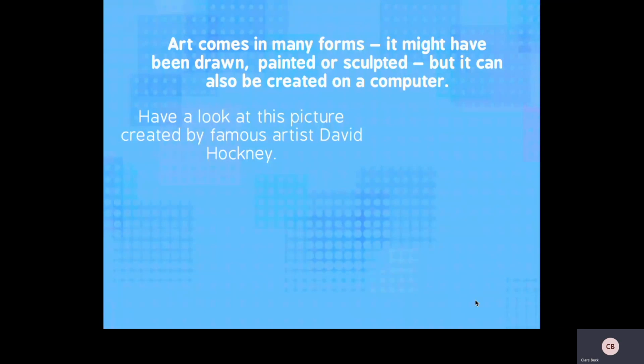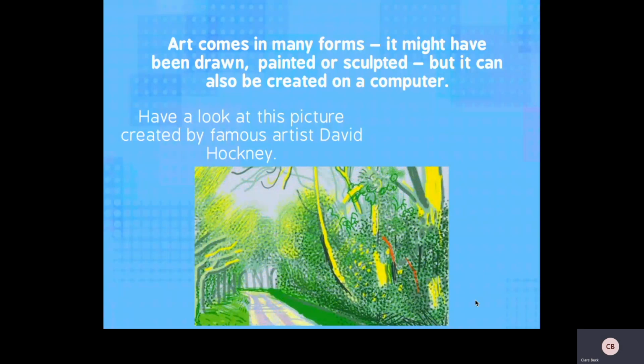So have a look at this picture created by the famous artist David Hockney. How do you think he may have gone about creating that picture? Because at first glance, to me, it looks a little bit like he's used some paint. But actually, when you look a bit closer, you can see how perhaps he could have made it on a computer. And in fact, he made this on an iPad, whereas he'd always in the past created things using paint. More recently, he started using his iPad to create artworks, and very effective they are, I think.